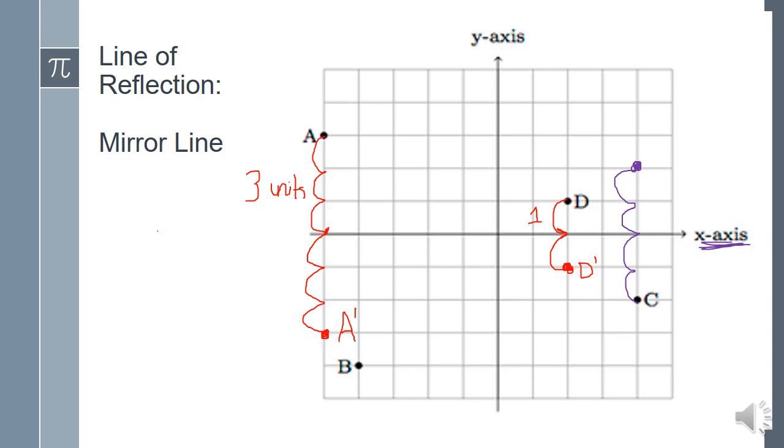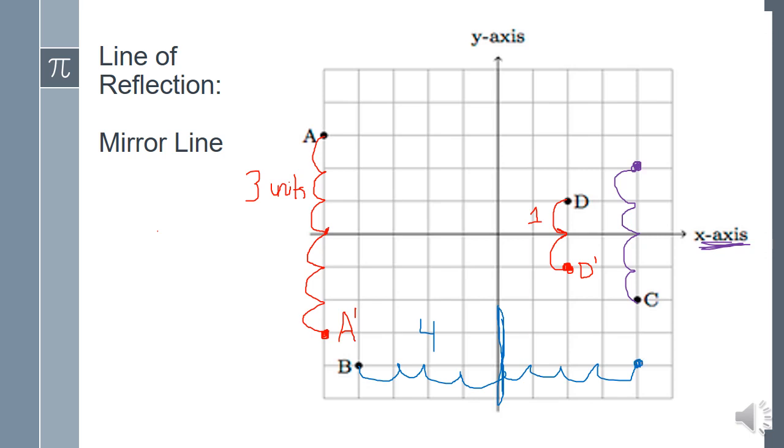So let's look at reflecting. Here's point B, and I want to reflect it across the y-axis. So if I'm reflecting it across the y-axis, here's my mirror. I got to count the distance to my mirror. So here's point B. It is 1, 2, 3, 4 units to the mirror. So now I'm going to do 4 units away from the mirror. So 1, 2, 3, 4. And so here's where my new B would be.